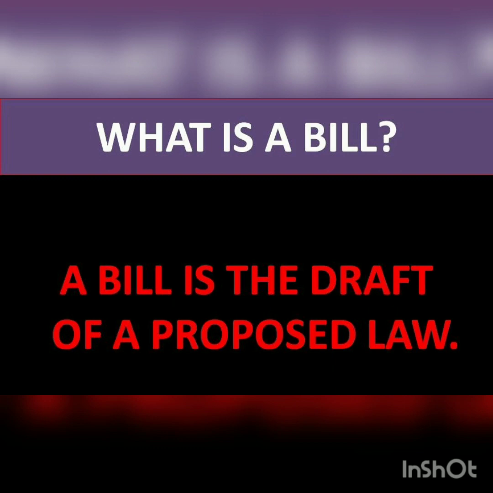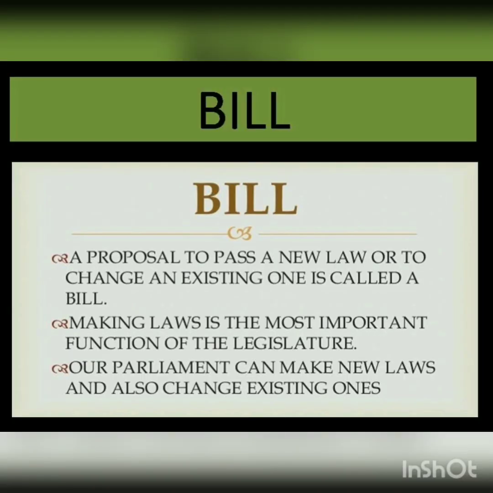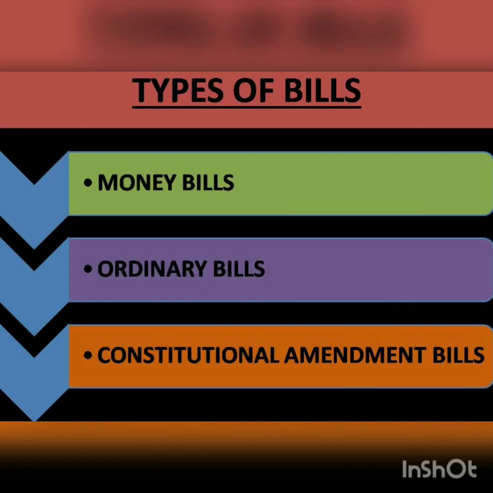Now, let's talk about a bill. What is a bill? A bill is the draft of a proposed law. As we have studied, lawmaking is the most important function of the legislature. Our parliament can make new laws and also change existing ones. So, a proposal to pass a new law or to change an existing one is called a bill. The bills can be broadly classified into 3 categories. They are money bills, ordinary bills, and constitutional amendment bills.